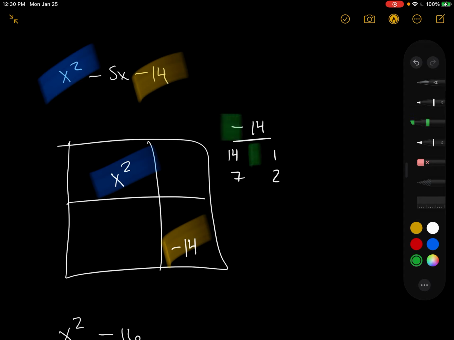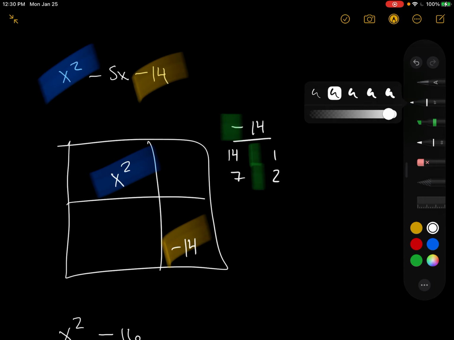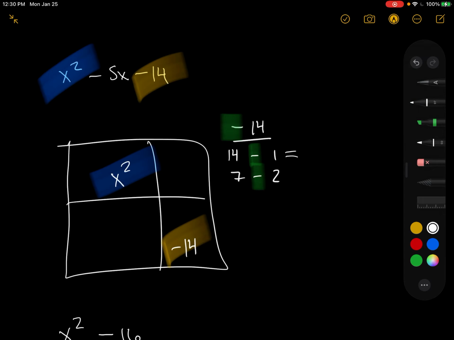Once more here, we are subtracting because there is a negative sign in front of that 14. We'll get 13, and we will get 5. Now, which one matches? Well, let's take a look. We are looking for 5. In this case, we have a 5 right here. Now, you're like, oh gosh, our sign doesn't match.